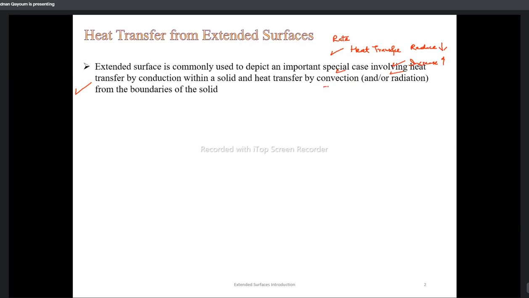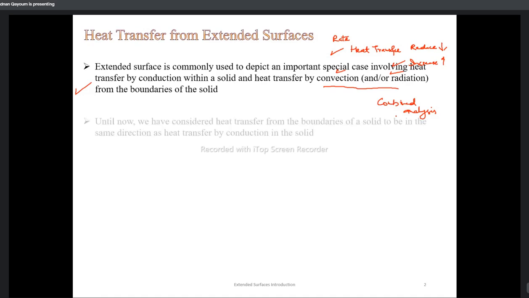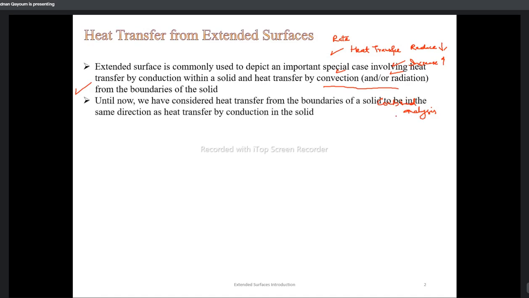So when you go for extended surface analysis, you have to always do a combined analysis. You have to do conduction and convection analysis, or conduction, convection and radiation analysis, something like that. I'm just building up. This is what I was telling you.